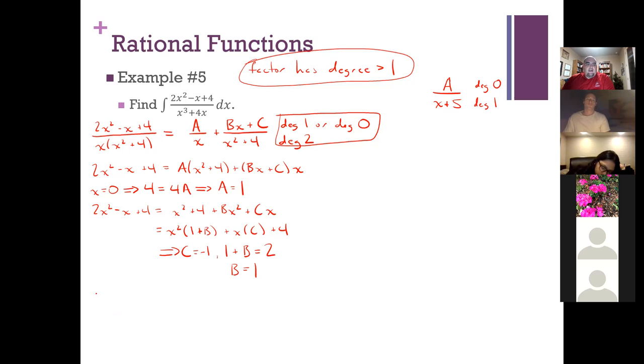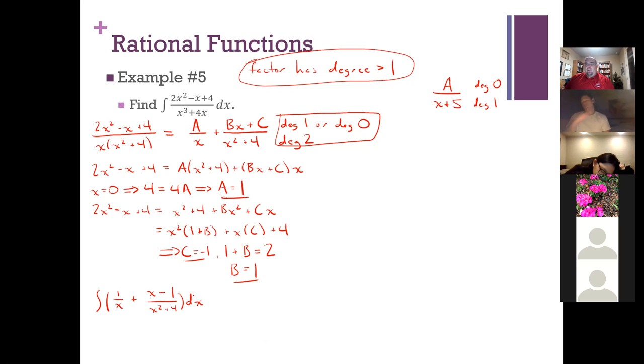So given that, we can rewrite our integral. This became A over X, so 1 over X. B is 1 and C is negative 1. So 1 over X plus X plus 1 over X squared plus 4. Yes, B x minus 1 because C is negative 1. Yeah, thank you. Good catch. All right, so there's our integral.